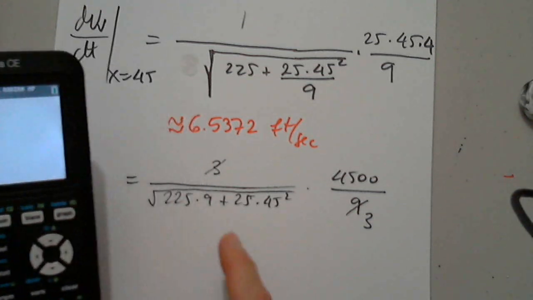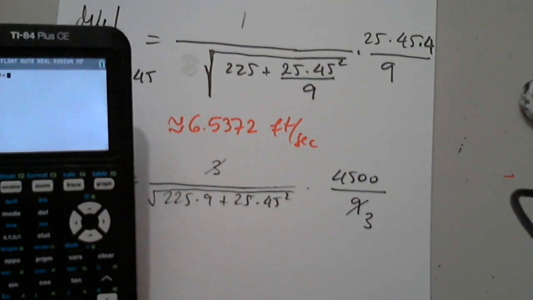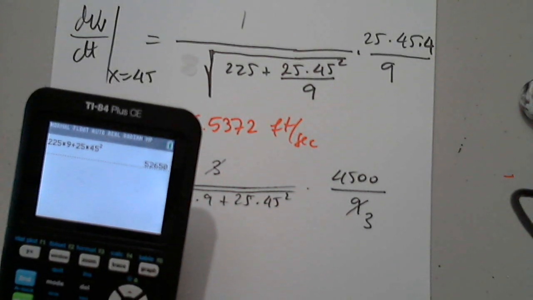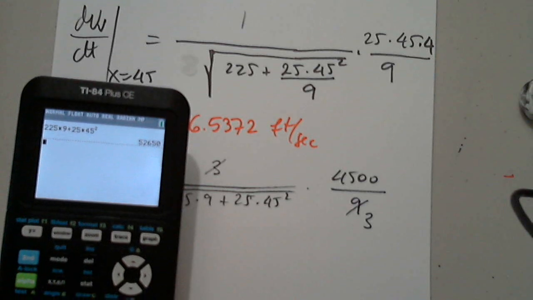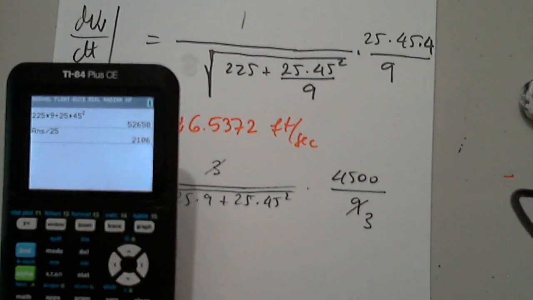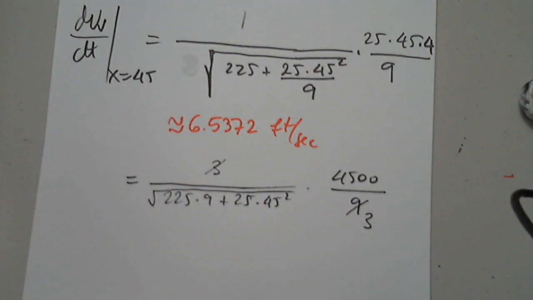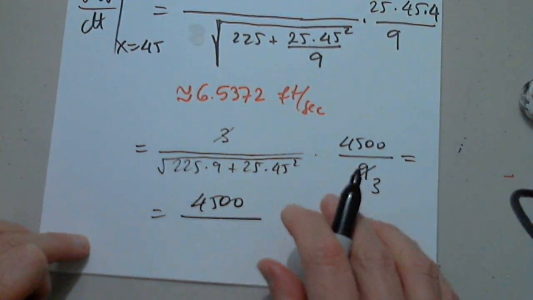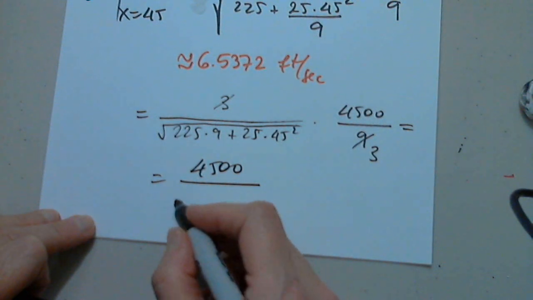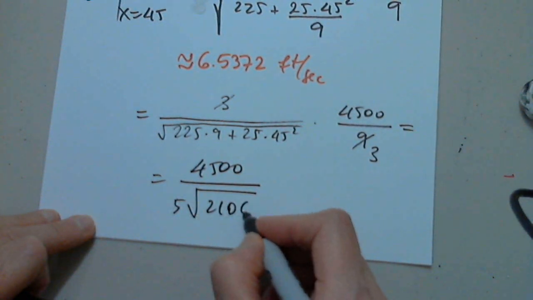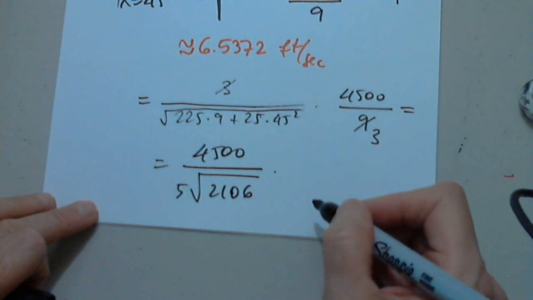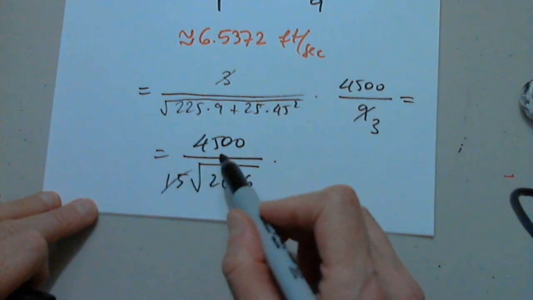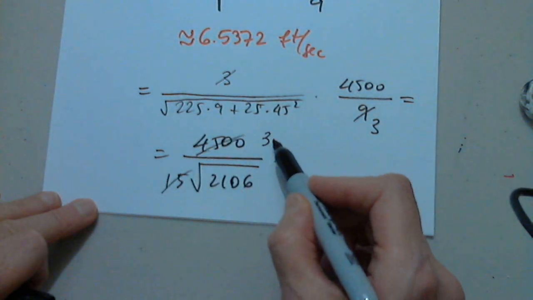Well, let's see what is the number underneath. 225 times 9 plus 25 times 45 squared. Okay, 52650. Let's see if I can divide by 25. Yeah, okay. So then, for now, this should not be really necessary, but so 5 times the square root of 2106 and times 3, so this is 15. So 15, this is 300.